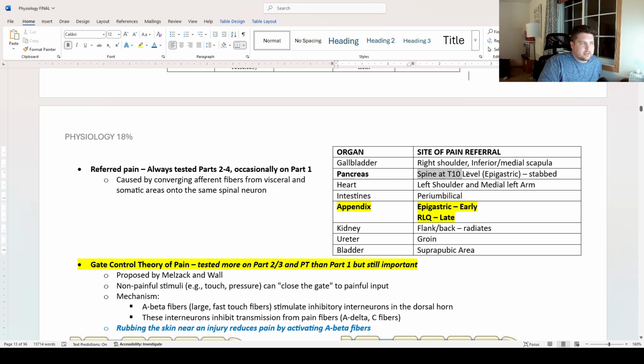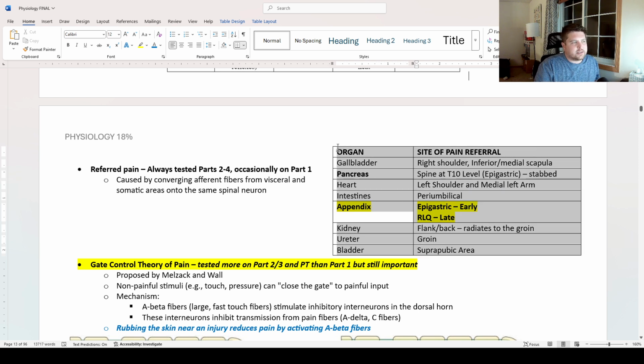The pancreas, the spine at T10 level, the epigastric region, feels like you're being stabbed straight through there. The heart, you get the left shoulder, down the left arm, occasionally the left jaw as well for a heart attack. Intestines around the periumbilical region. Appendix, early appendicitis in the epigastric region, later on the right lower quadrant again because of the mixing of the visceral and somatic fibers. The kidney from the flank and from the back and radiates to the groin. The ureter radiates to the groin, and the bladder, the suprapubic area.